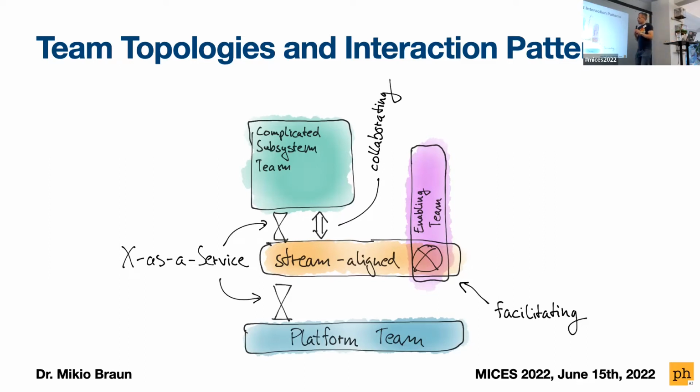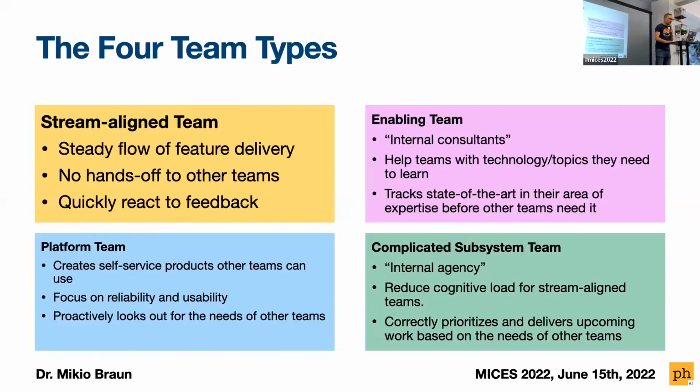And the differences are also in how these teams interact. The stream-aligned and enabling teams have this facilitating working mode, right? They come in, they work with the people, they help them. Platform and complicated subsystem could or should ideally be like an X as a service, right? So X is whatever the team provides. And the last version here is this collaborating. Yeah. So I have another view of this, which is a bit more text heavy.